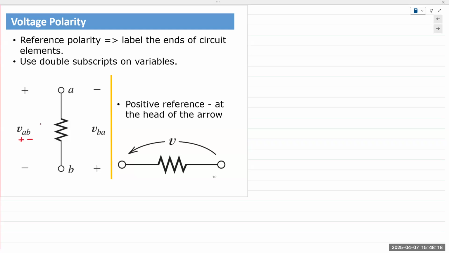So the plus and minus signs that are marked here, you can think of it as A is connected to the red terminal or the positive terminal, and B is connected to the common terminal.